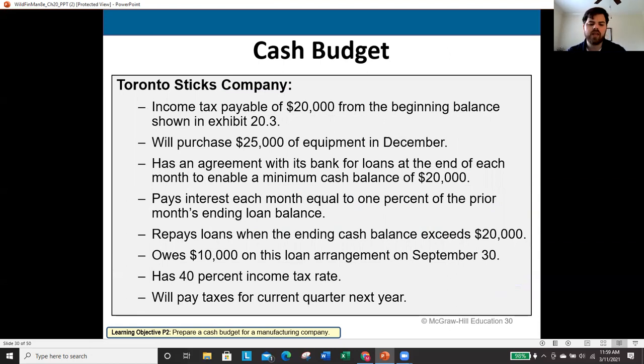So they tell me that we have income tax payable of $20,000 from the beginning balance. They plan to purchase that $25,000 of equipment in the month of December, and they have an arrangement with the bank for loans at the end of each month to enable a minimum cash balance of $20,000. Notice that they will pay interest each month equal to 1% of the prior month's ending loan balance. They will then repay loans when the ending cash balance exceeds $22,000. They currently owe $10,000 on this loan arrangement at the end of September, which of course means that will be their beginning balance in October. They have a 40% income tax rate, and they will pay taxes for the current quarter in the next year.